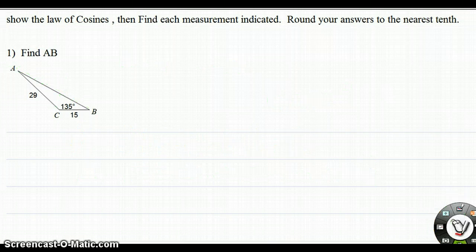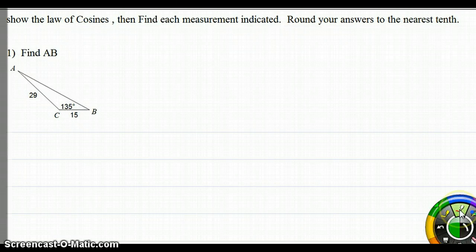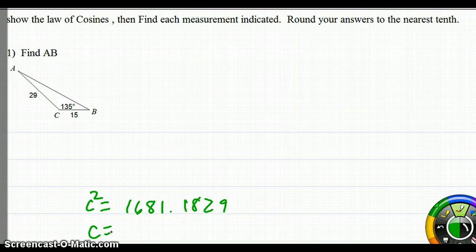So C squared will equal 1681.1829. Take the square root of that. Side C should equal 41.0. Again, do a double check. C should be the largest because it's across from the largest angle, and 41 is the right answer in this case.